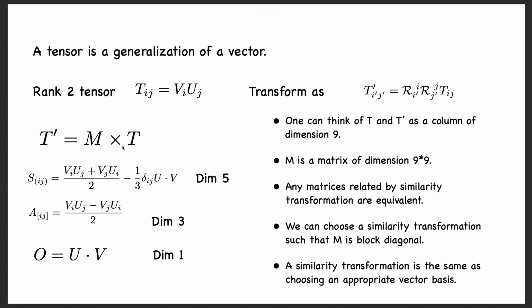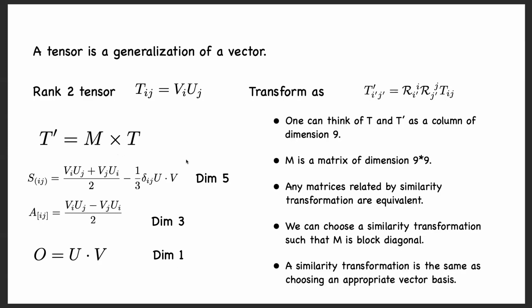So here this is basically the tensor T, and A is some matrix which is an angle. Now, if two matrices are related to each other by a similarity transformation, they belong to the same class. So we can do a similarity transformation, and what we can do is break this 9 by 9 matrix into a block diagonal form: a 5-dimensional block, a 3-dimensional block, and a 1.